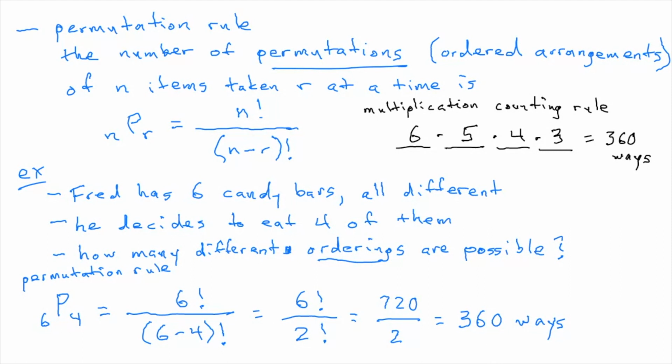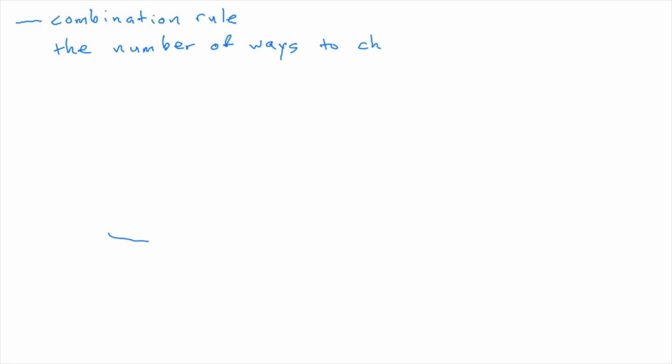What's our next combinatorics rule? Well, it is the combination rule. That's what it's called. And what will be the difference between the combination rule and the permutation rule? The difference will be that with the combination rule, order doesn't matter. Combination rule: the number of ways to choose a combination. And choose is an important word here. You'll see this in a lot of the problems, even in the symbol. And what's a combination? That's an unordered arrangement.